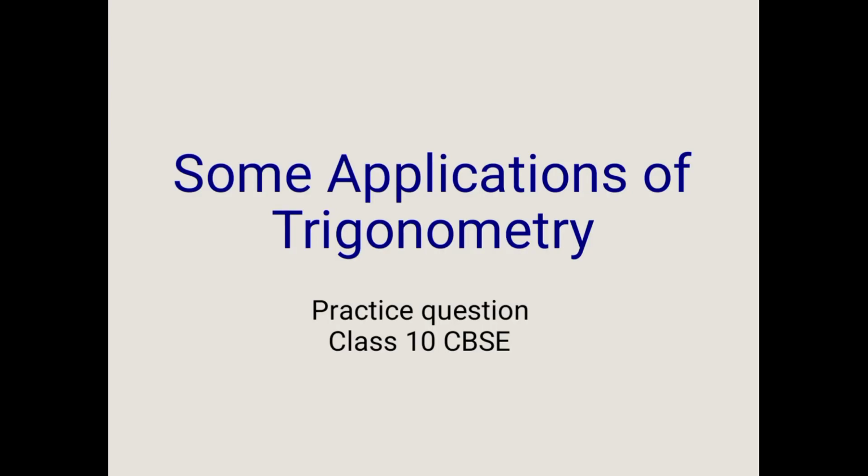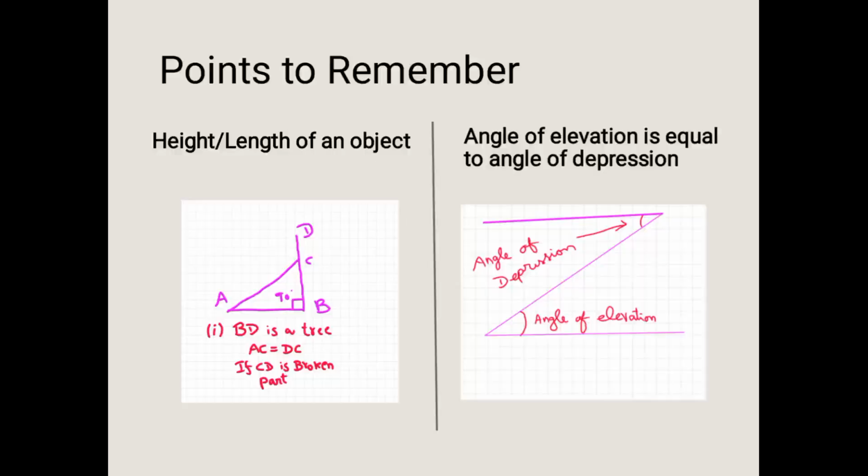We are going to see an overview of Chapter 9, Some Applications of Trigonometry, Class 10 CBSE Maths. Here are some points to remember. If we consider a tree, if it is broken in the middle, it falls down on the ground. Then the broken piece will be equivalent to the hypotenuse. So, it forms a right angle triangle. That is actually explained in the first diagram.